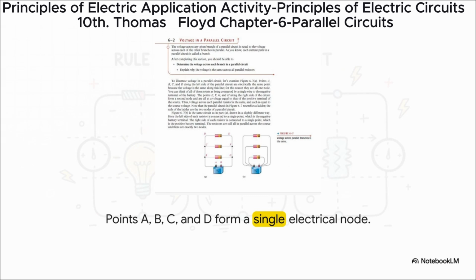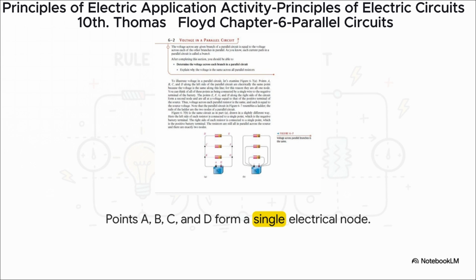Okay, so take a look at this diagram. See those points labeled A, B, C, and D? They're all connected by one continuous wire. Now, in circuit theory, we assume our wires are perfect conductors, which means there's practically no voltage difference between any of those points. Electrically speaking, they are all the exact same point. We call this a node.